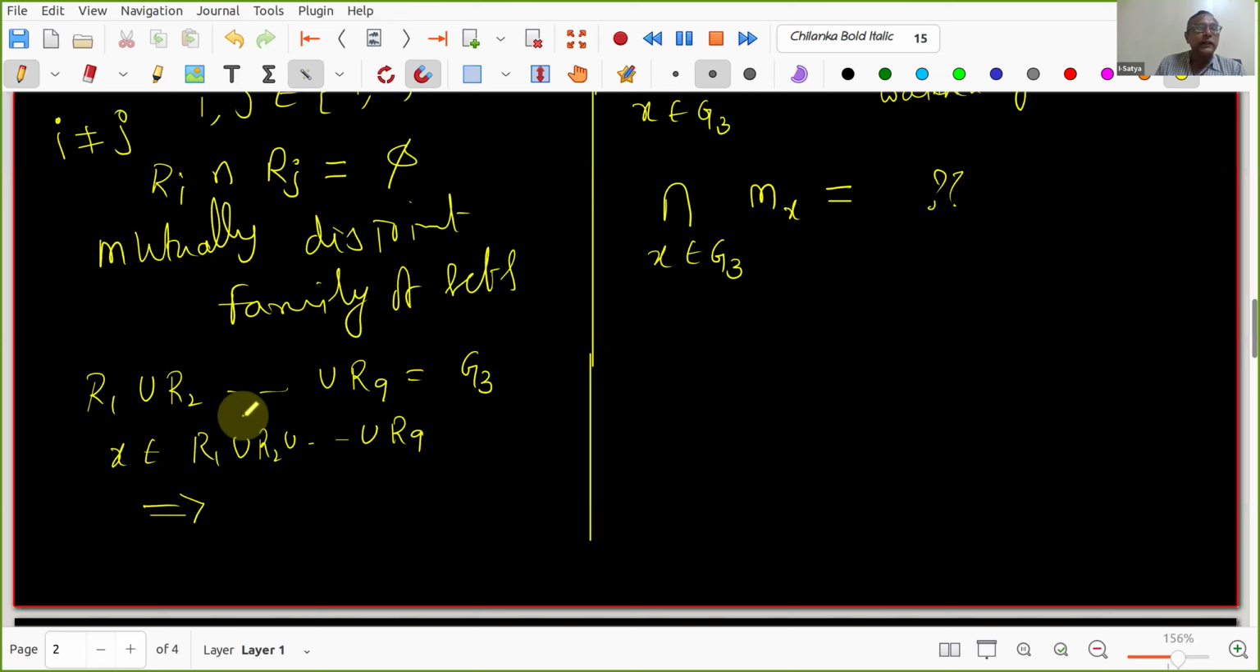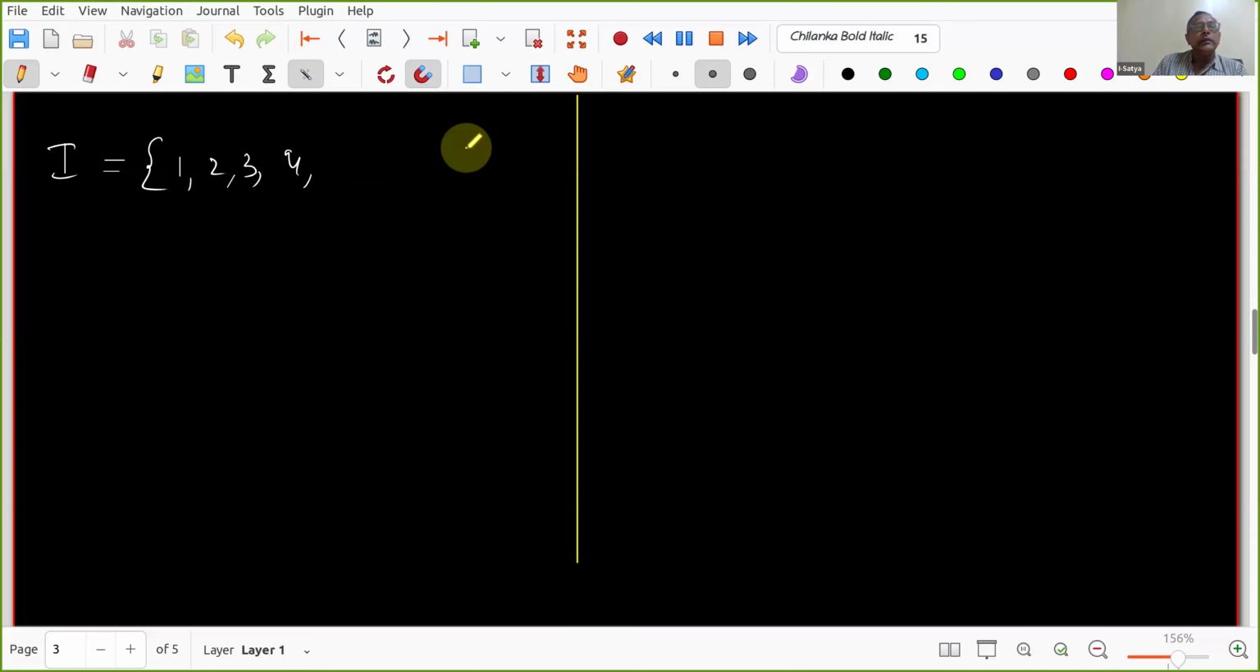I took x here and it is in one of them that is a subset of G3, so x belongs to G3. That side is easy to prove. Now, x belongs to G3, I want to prove the other side. If x belongs to G3, we know that we divided all the students into different rooms. I will explain this more clearly now. For that, I am defining something here. Be ready. So I take I equal to 1, 2, 3, 4 up to 9.